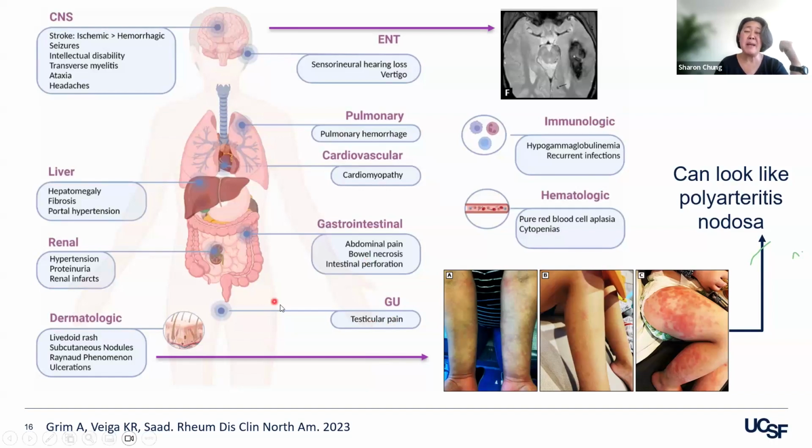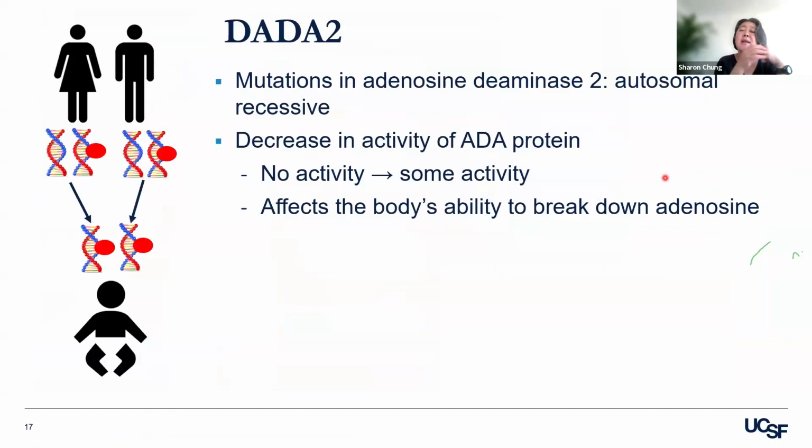And I bring all of this up because these are actually the same symptoms that we can see in another type of vasculitis called polyarteritis nodosa. And so many patients with DADA2 were initially diagnosed as having polyarteritis nodosa. So DADA2 is a subset of patients with polyarteritis nodosa where their disease process is caused by mutations in a single gene. That gene is adenosine deaminase 2.